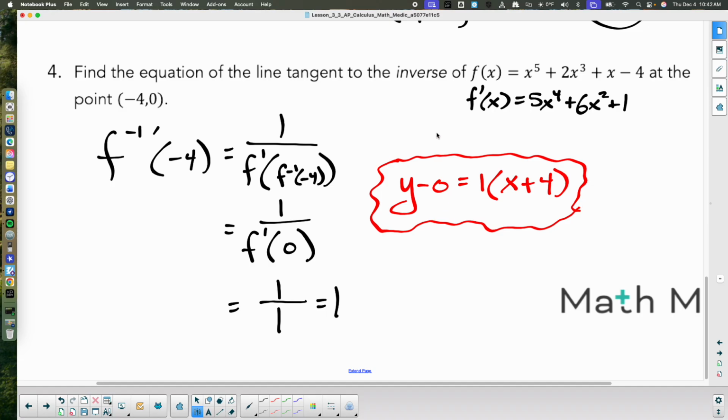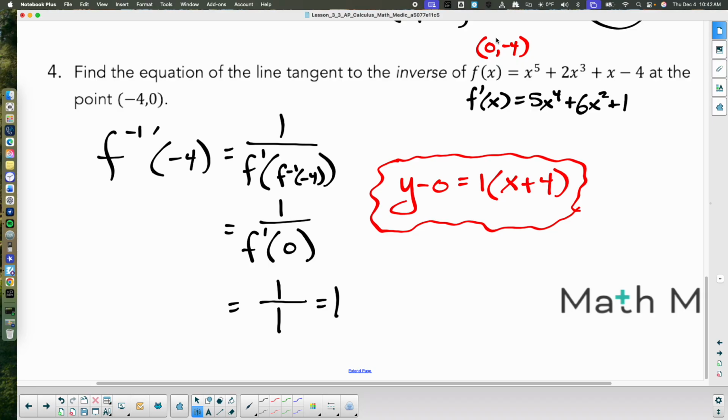How did you get the... So it's just y. Oh, because how did you get the inverse of y? So -4, 0 is the inverted point. And so on regular f, it would be 0, -4. The 0, -4 would be the point on the original function.